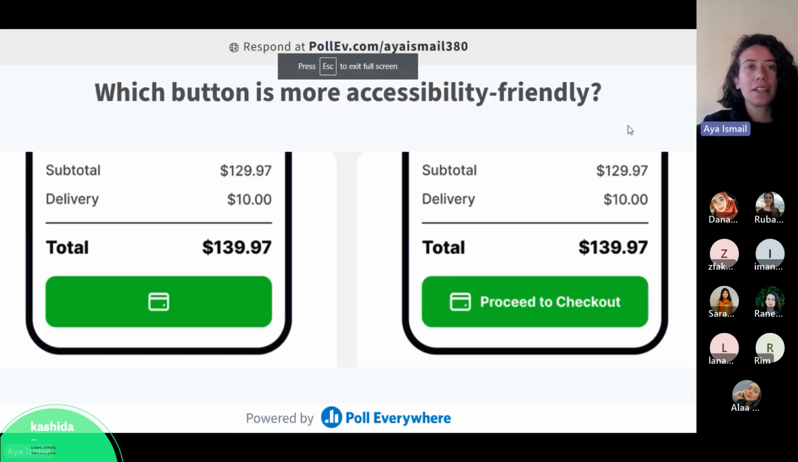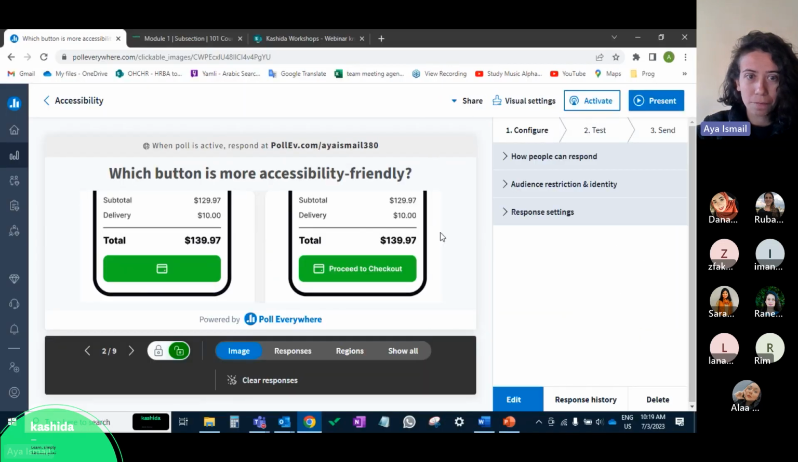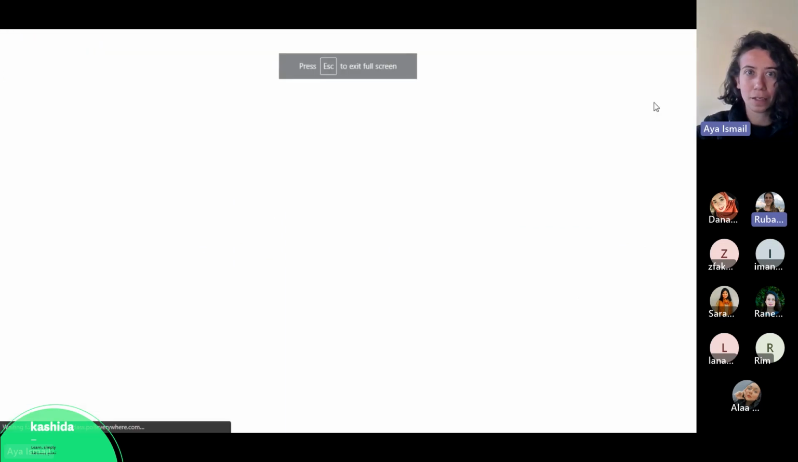All right. So next question, which button is more accessibility friendly? The one to the left or the one to the right? Do you see the question or not yet? Yes. Okay. I don't see any results yet. Maybe it takes time to update. It went out. It left. Okay, now it's back.